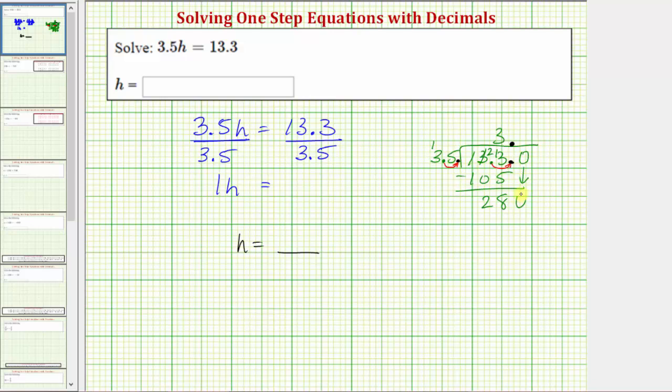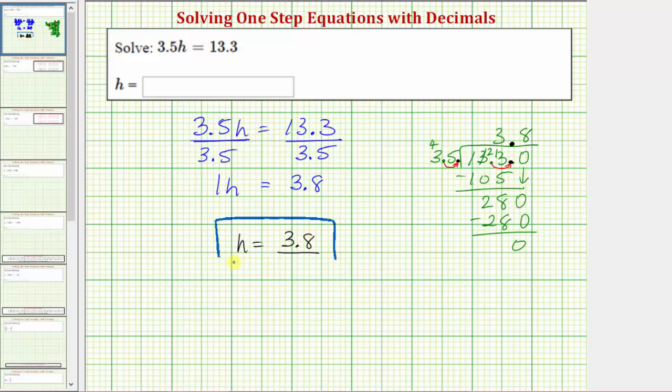Now we can bring the 0 down and determine how many 35s in 280. Well, we know that 4 times 35 is 140. 140 is half of 280, and therefore there are 8 35s in 280. Let's check our multiplication. 8 times 5 is 40. Perform an exchange with the 4. 8 times 3 is 24 plus 4, which is 28. Notice now we get our difference of 0, and therefore our quotient is 3.8. So now we know 1h equals 3.8, and because 1h equals h, our solution is h equals 3.8.